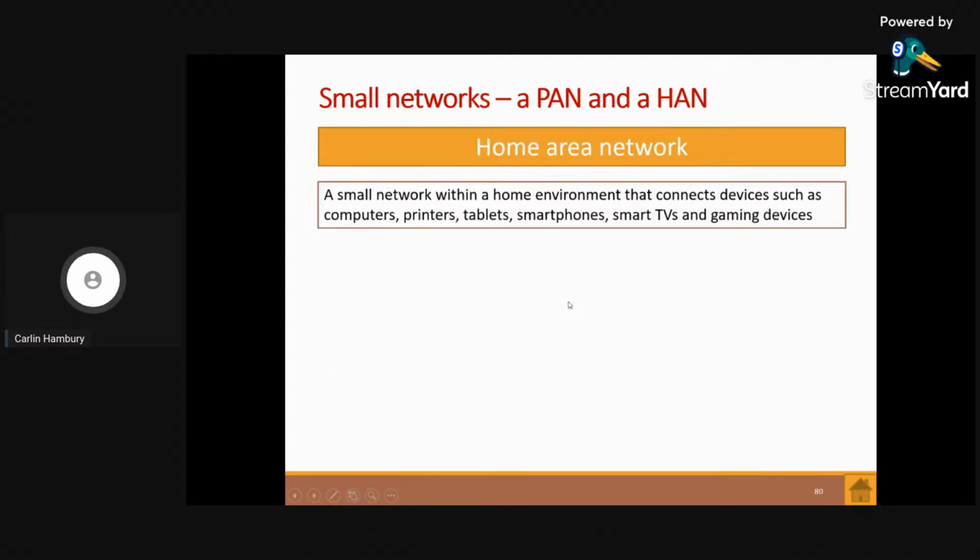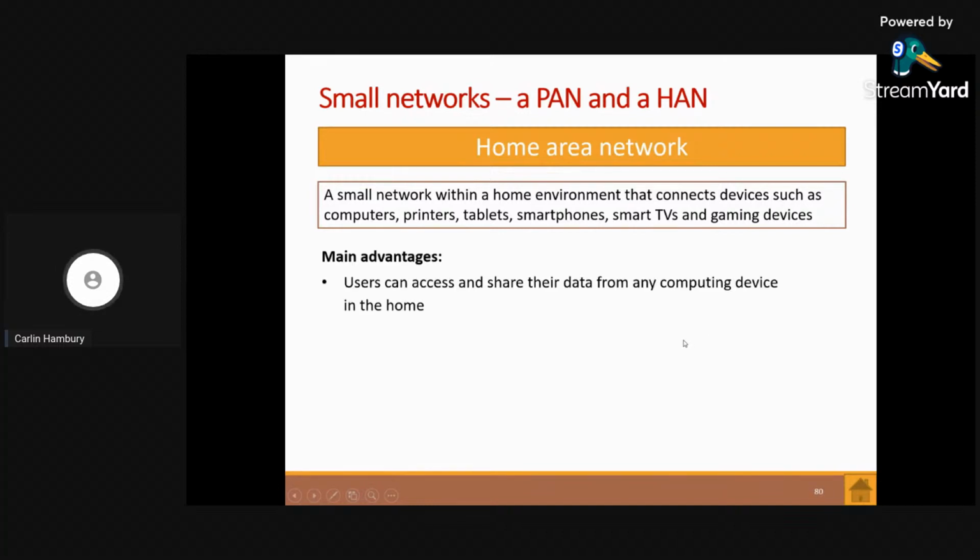Then you've got your home area network. So your home area network is now bigger than that. It's a small network within a home environment. That's the key. That connects devices such as computers, printers, tablets. So this is you having a Wi-Fi zone throughout your house. Okay. And people connect to that to go into the internet, to print and all these things. That is a home area network.